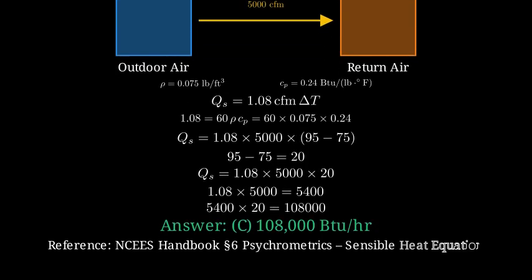Reference: NCEES Handbook Section 6 Psychrometrics. Sensible heat equation Q sub S equals 1.08 times CFM times delta T.